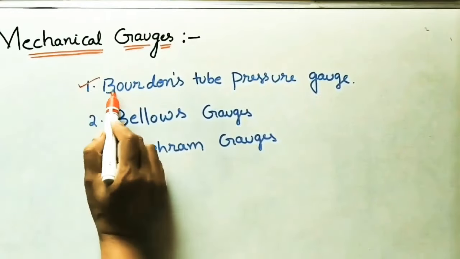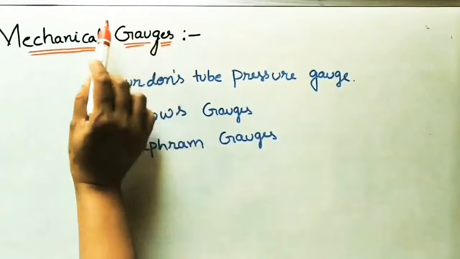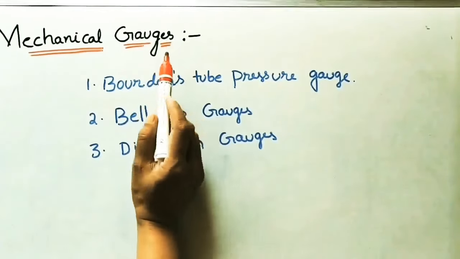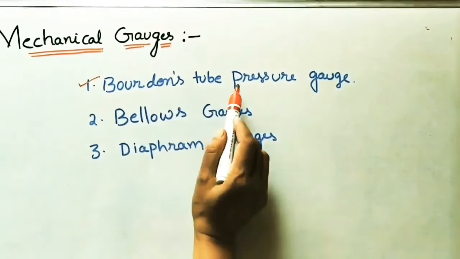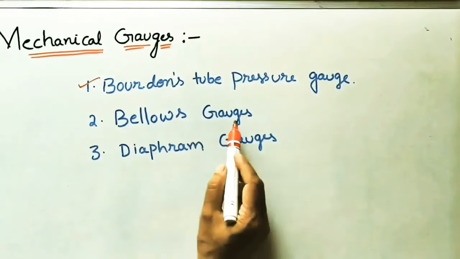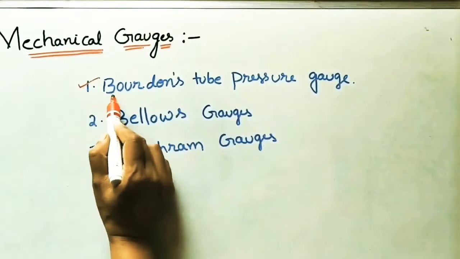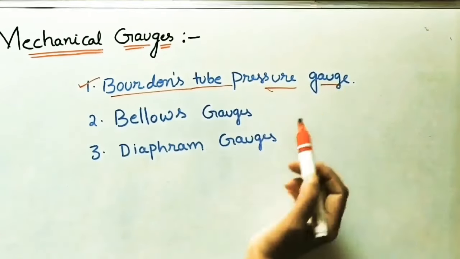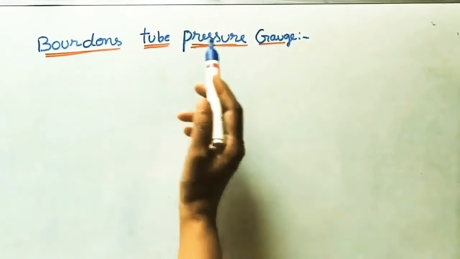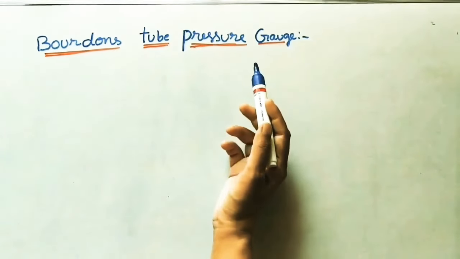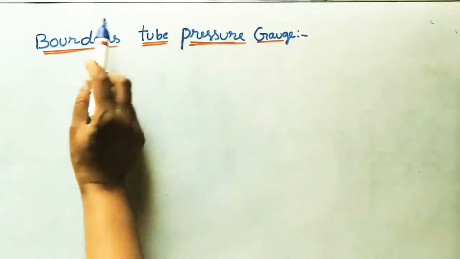Let us discuss the Bourdon tube pressure gauge, which is one of the mechanical gauges. These gauges are used for finding medium pressure to high pressure. The first one is the Bourdon tube pressure gauge, the next mechanical gauge is the bellows gauge, and the third one is the diaphragm gauge. In this class we will take the first type, the Bourdon tube pressure gauge. It is mainly used for finding medium pressure to high pressure, and it gives more accurate values at high pressure compared to medium pressure.